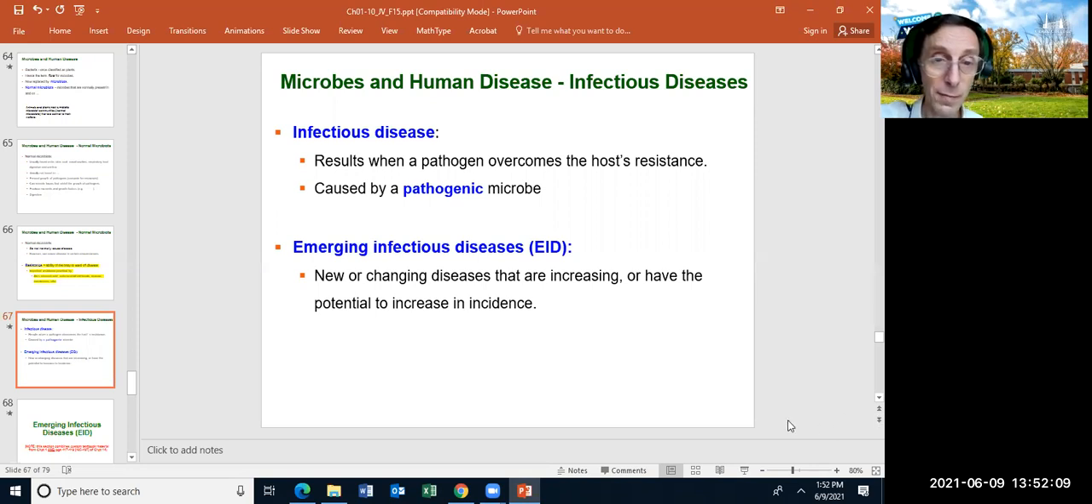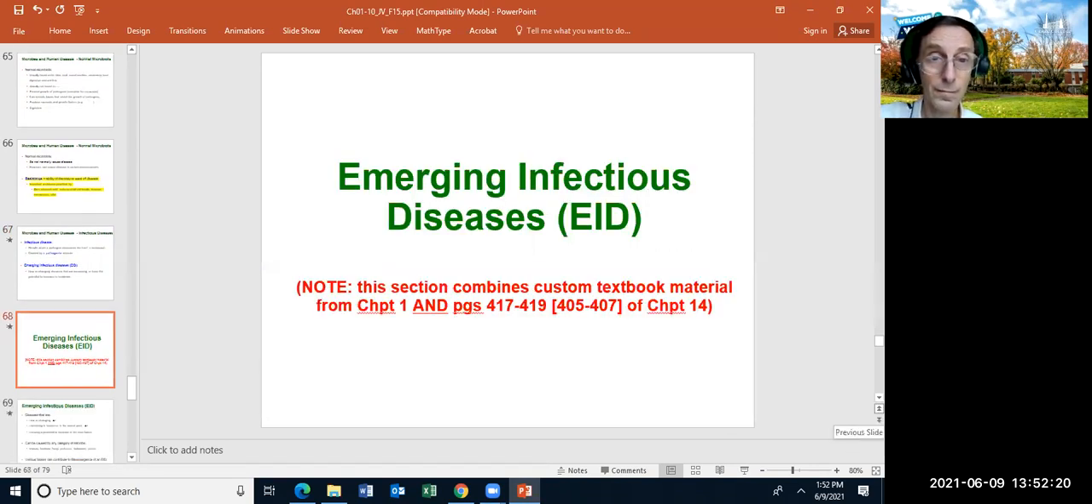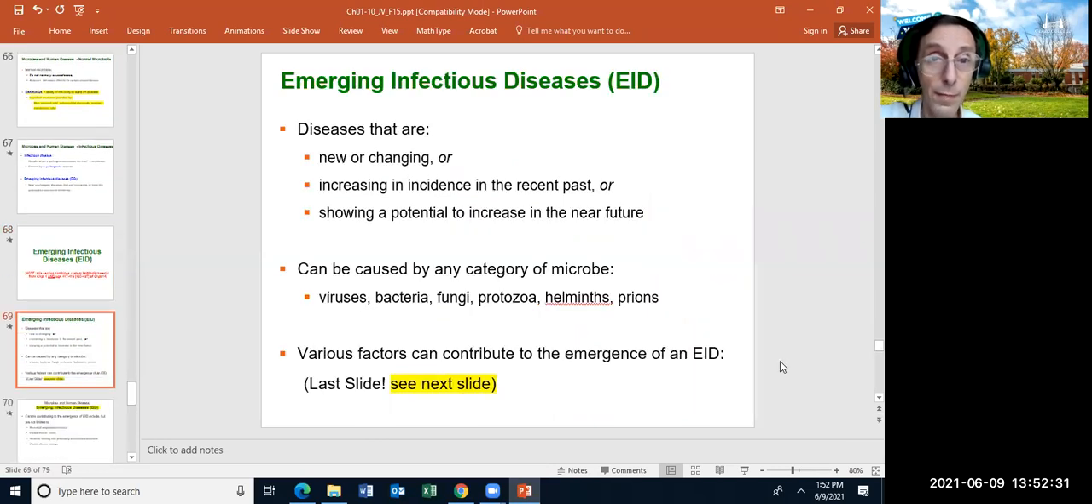All right, let's talk a little bit more about emerging infectious diseases. You do need to know the definition of an emerging infectious disease. It's covered in Chapter 1 and a little bit of Chapter 14. Emerging infectious diseases are new or changing diseases, or diseases that have increased in incidence in the recent past, or are showing a potential to increase in the near future.